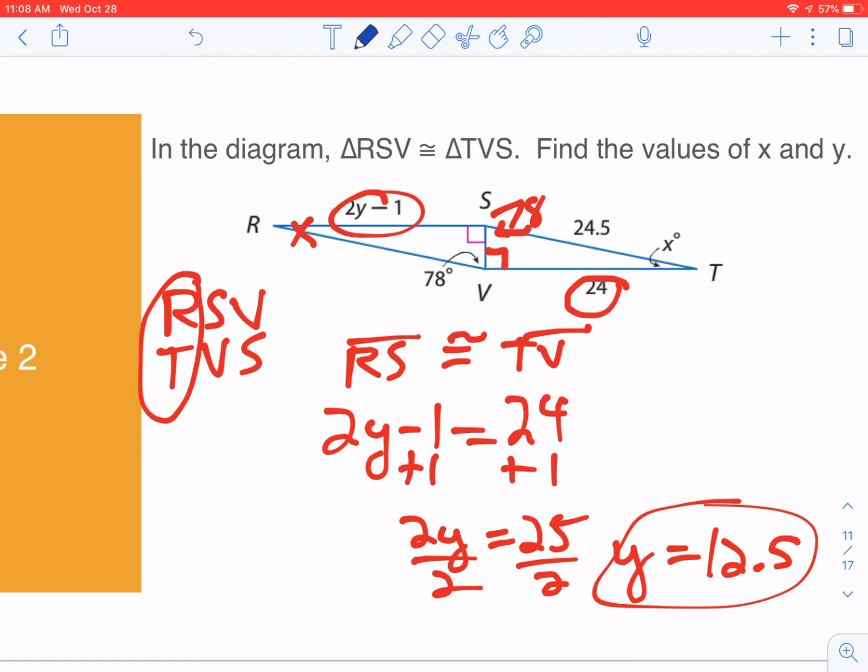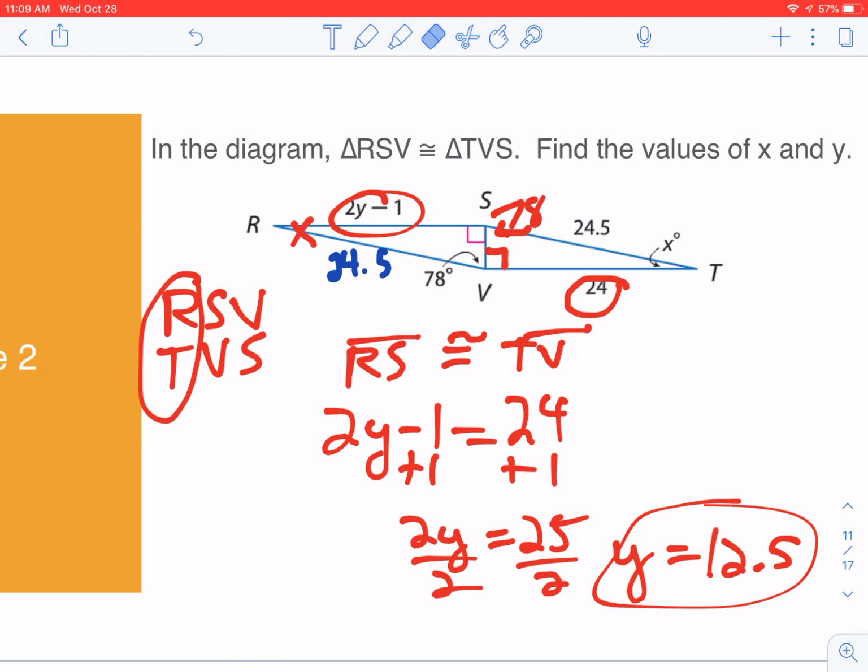Okay, let's look at changing the color. And now we're going to look at VR is congruent to ST. So here's VR. That doesn't really matter, but then we will know that this is 24.5 over here because VR is congruent to ST.